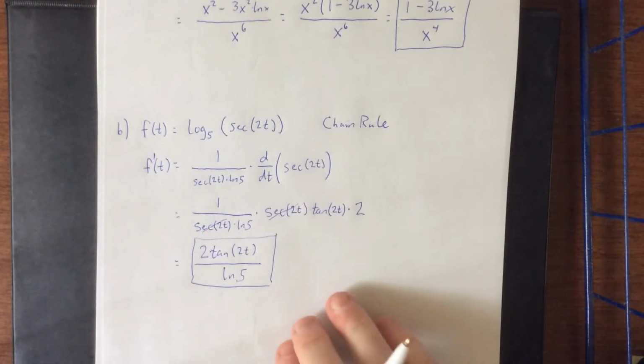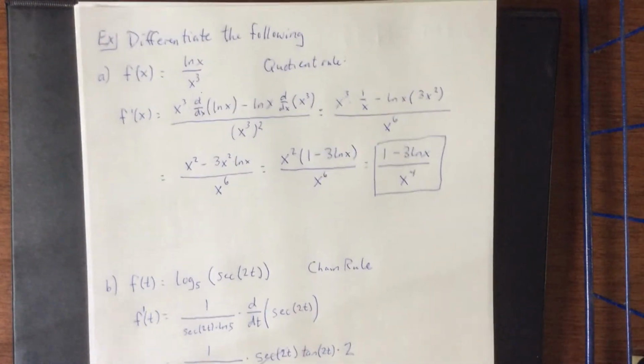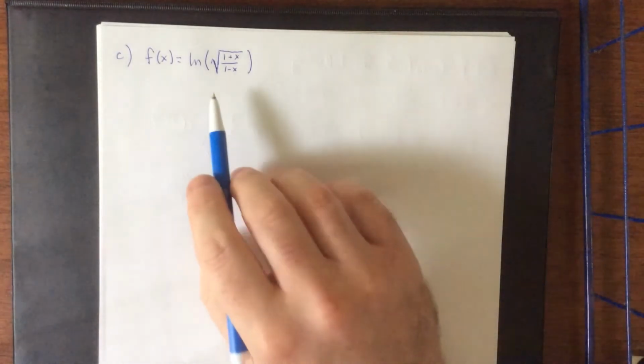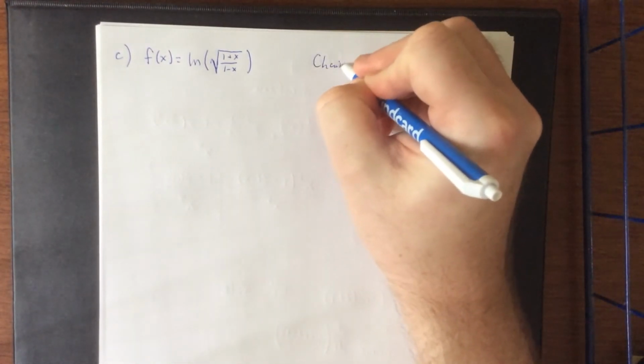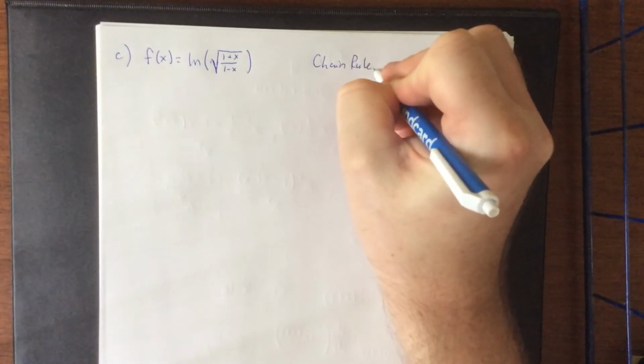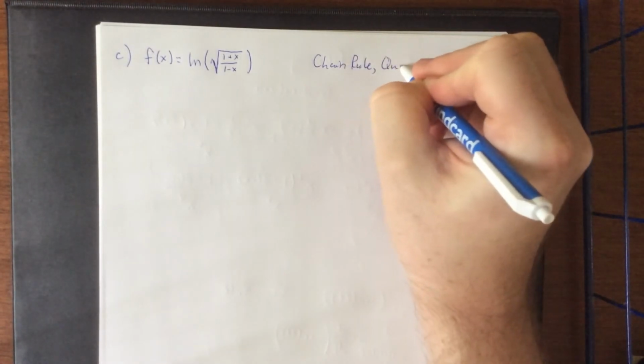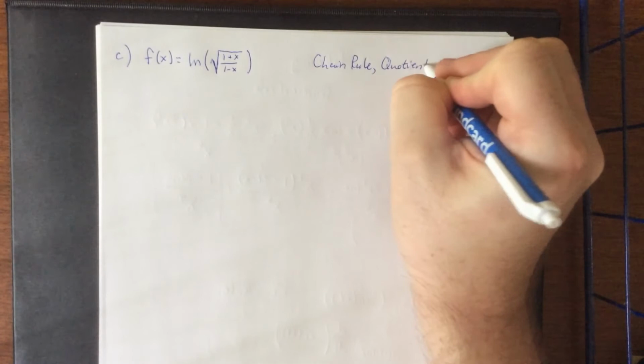And one more example of logarithms in differentiation will be the following function. This is f of x is equal to the natural log of the square root of 1 plus x over 1 minus x. For this one, we are going to see massive uses of the chain rule. We will also see the quotient rule employed, as we do see a quotient in there.